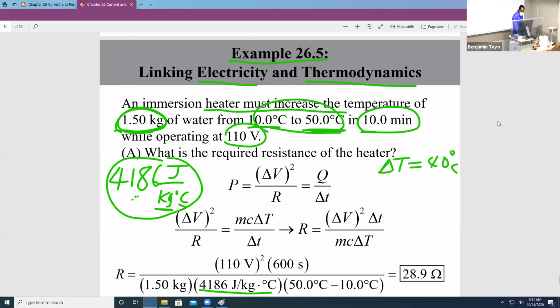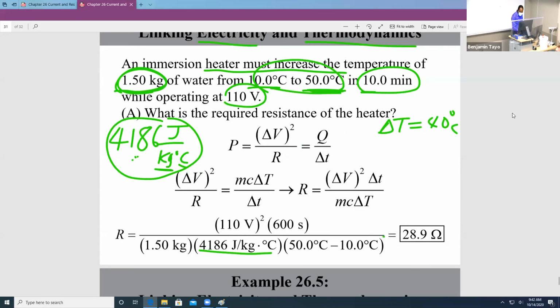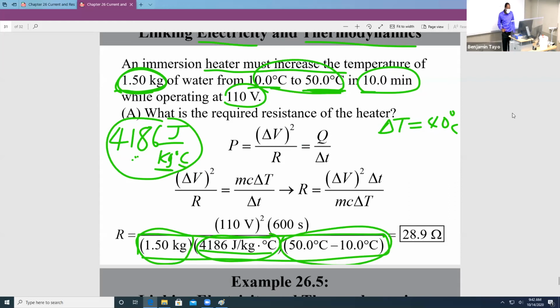Now, all of this quantity here at the bottom is just what I'm talking about. You take this quantity, multiply by the mass, and multiply that by the change in temperature. All of that should give you the total amount of energy that you need to raise the temperature of water. Would we be given C, 4186?